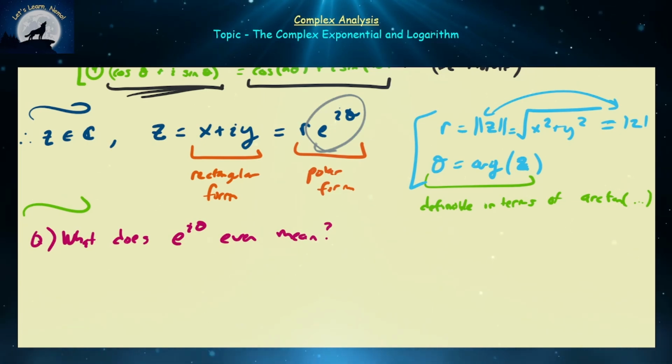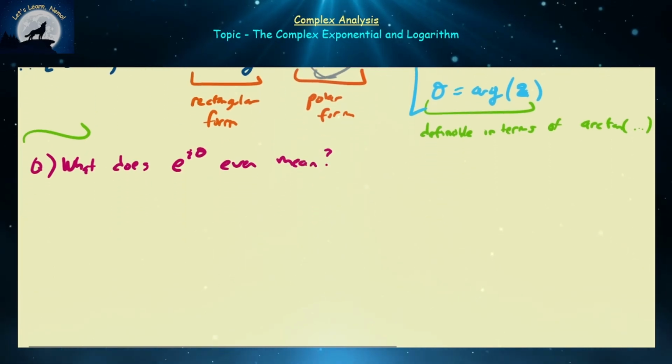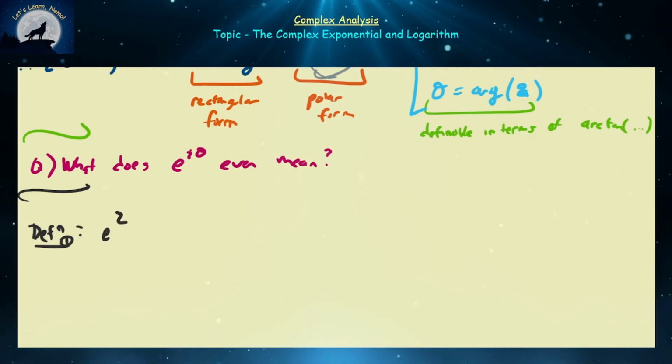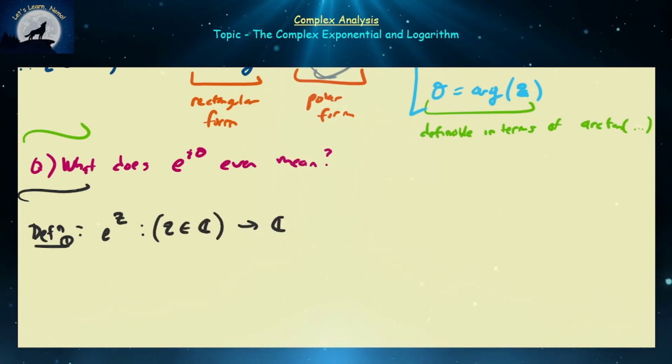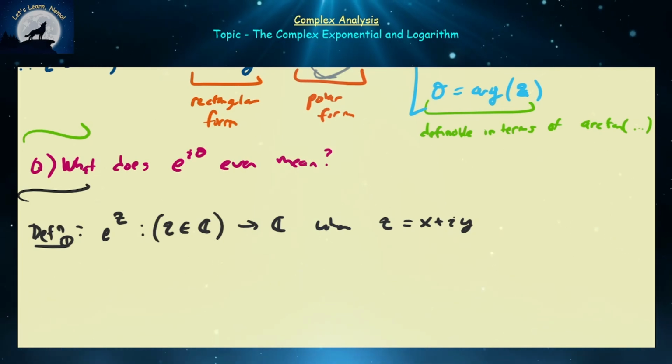Because up to this point we only have that e to the x is defined for the set of real numbers. But what is e to the i theta, where i is the imaginary unit and theta is a real number? So let's start off with our very first definition. e to the z obviously is going to be a function from the set of complex numbers, and let's take the codomain to be equal to C, and let's assume that z is equal to x plus iy, where x and y are real numbers.